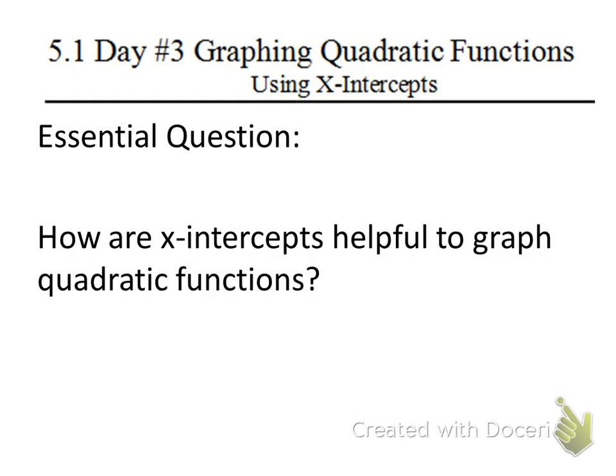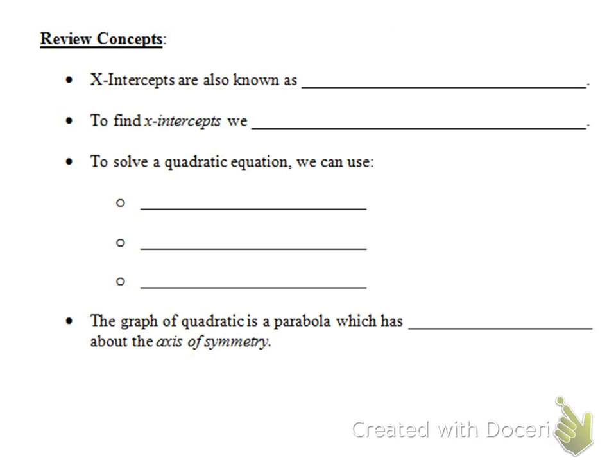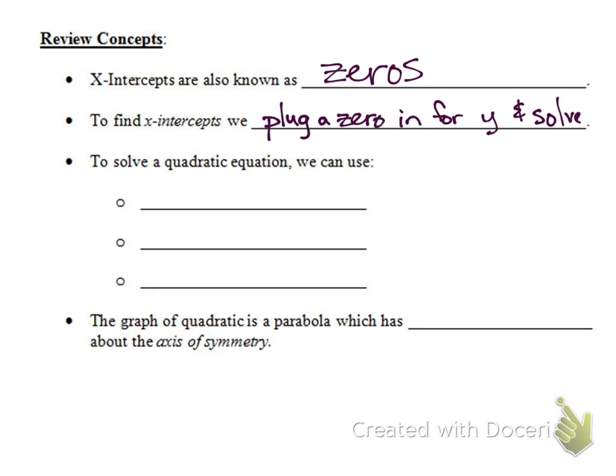So the essential question today: how are x-intercepts helpful to graph quadratic functions? First off, x-intercepts are also known as zeros. To find x-intercepts, we plug a 0 in for y, and then we've got to solve. To solve a quadratic equation, we actually have several options.